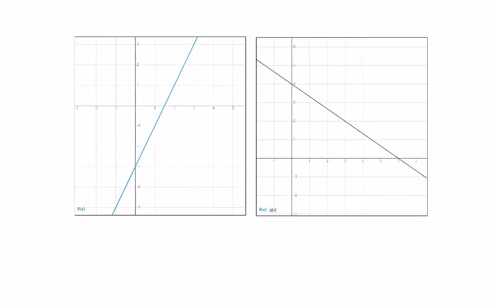Let us now consider perpendicular lines. Let's start very qualitatively here and consider the following two lines that we've been looking at all along. The first line was y equals 2x minus 3. And the second line is y equals negative 2/3 x plus 4.